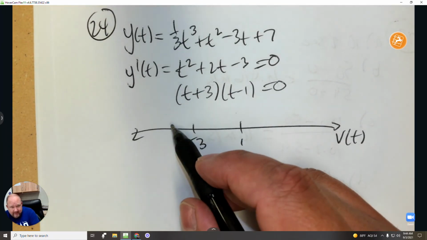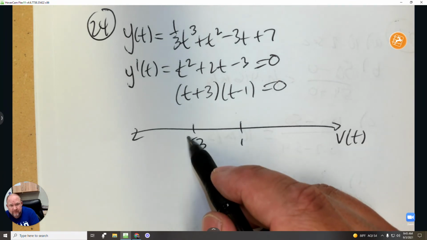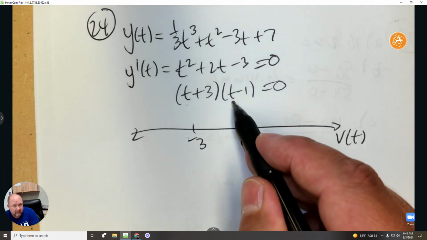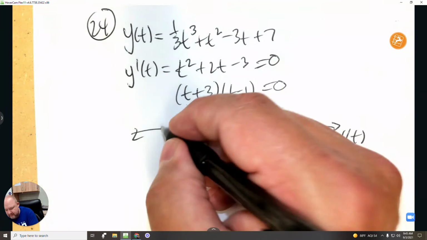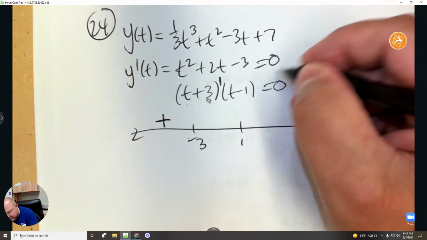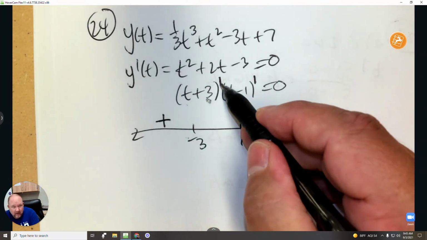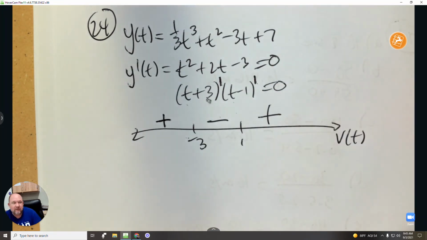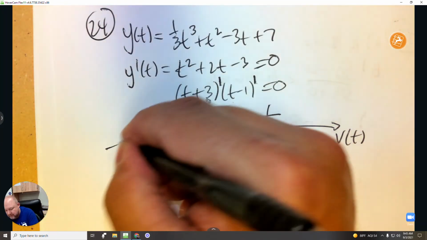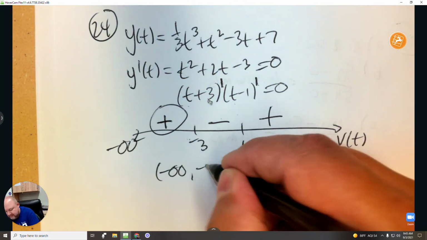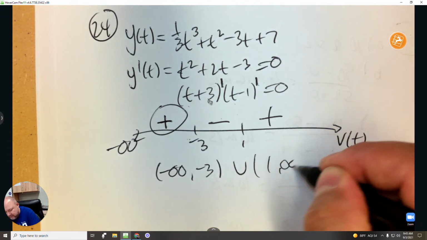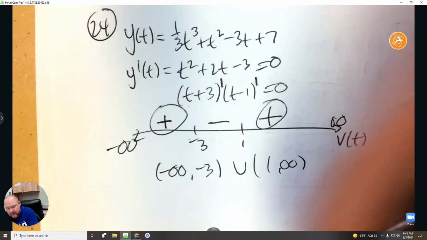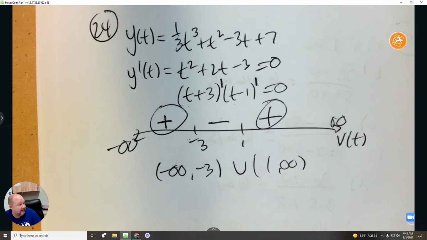If I plug in a number smaller than -3, so -4 and -4, it's a negative times a negative. And then I want to understand multiplicity to make this easier. In odd multiplicity, the signs are going to change. So the signs are going to change. It makes it a lot faster to understand. So when are they moving upward? So from -infinity to -3 and 1 to infinity. So we're looking for positive velocity, and that's the answer.